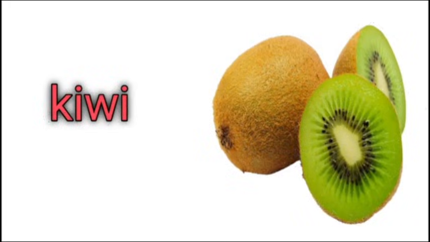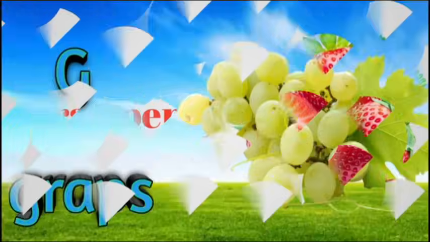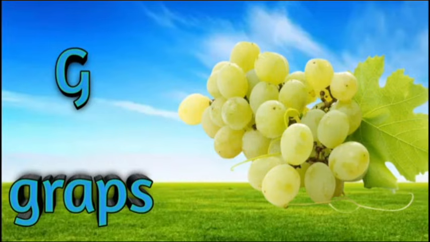This is a kiwi. Kiwi is start from K. This is a strawberry. Strawberry is start from S. This is a bundle of grapes. Grape is start from G.